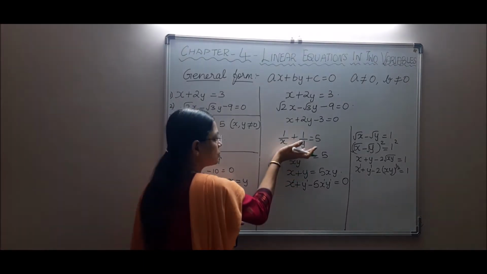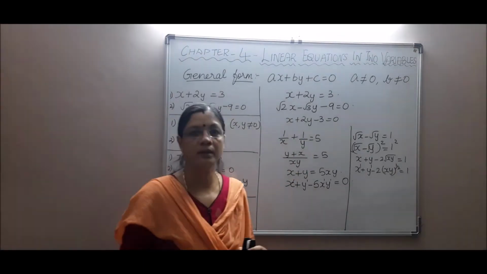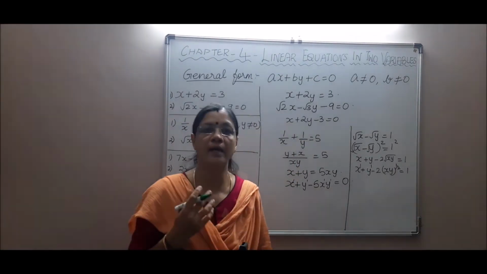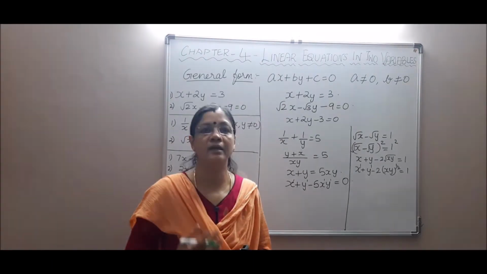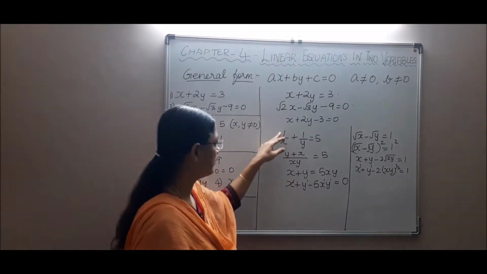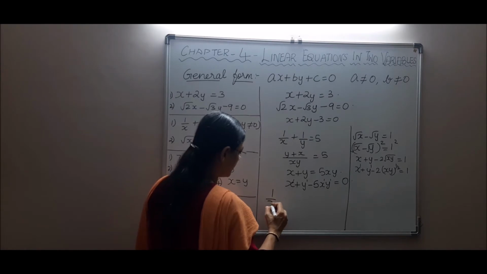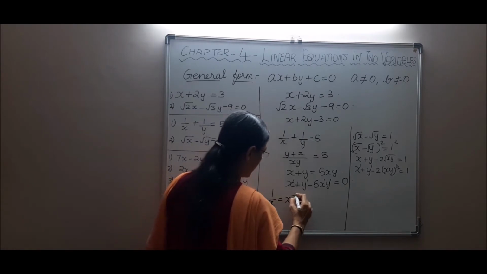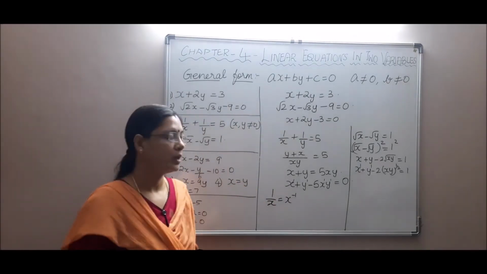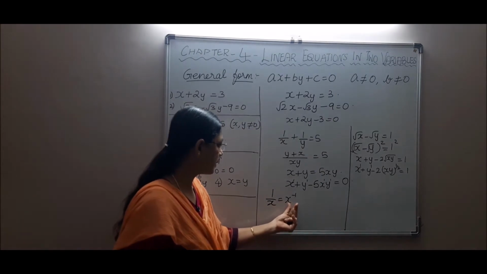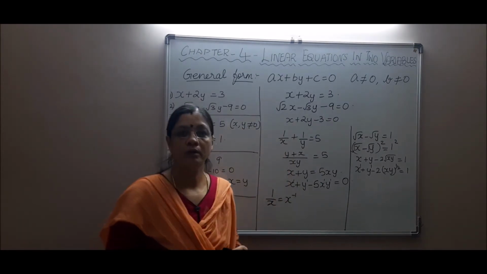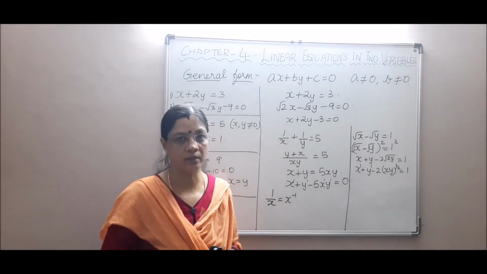So this can also be said in another way: the power or the exponent should not be negative. That is, 1 by x can be written as x to the power minus 1, isn't it? We know that. So 1 by x is equal to x power minus 1. Therefore, this is not a linear equation.